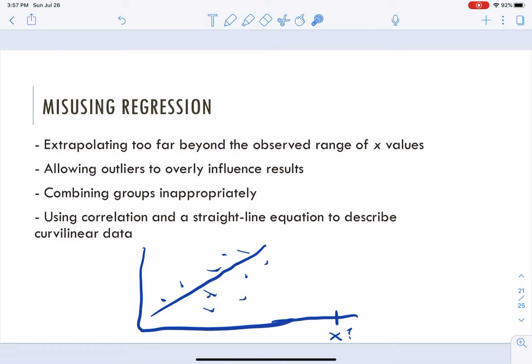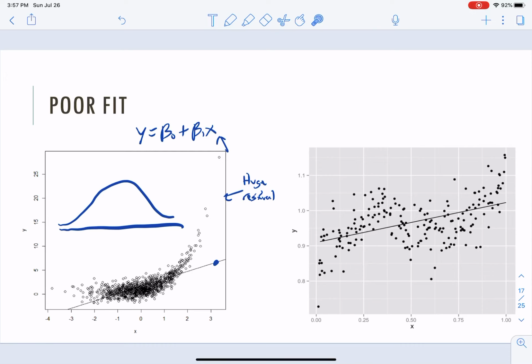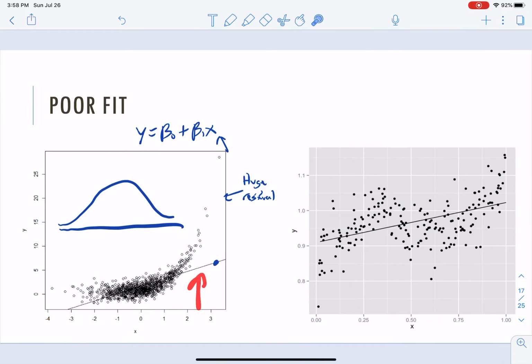There's a few other things that we can do in regression: allowing outliers to overly influence the results, combining groups inappropriately, using correlation to describe curvilinear data. That's what I was talking about over here. This is considered curvilinear because it's curved. Pretty cool. English is crazy. But that is curvilinear data, and we're using this line to define it. That's no good. That is against the rules because we're using this to tell a story that's not actually happening.